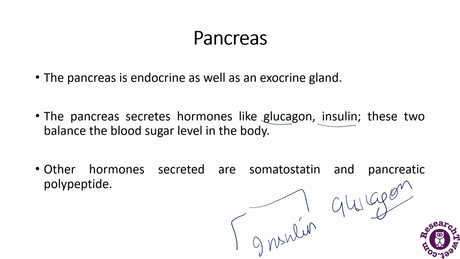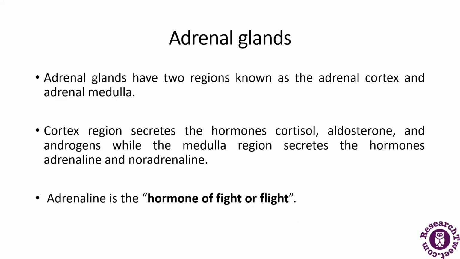So these are represented here. And these ensure that you have the right amount of sugar in your bloodstream and in your cells. Other hormones secreted by it are pancreatic polypeptide and somatostatin. So the pancreas is both an endocrine as well as an exocrine gland.